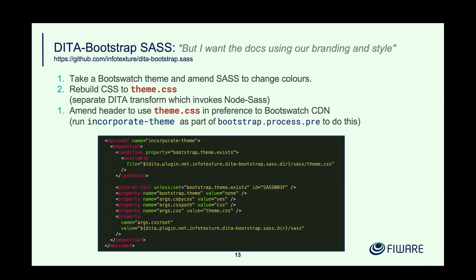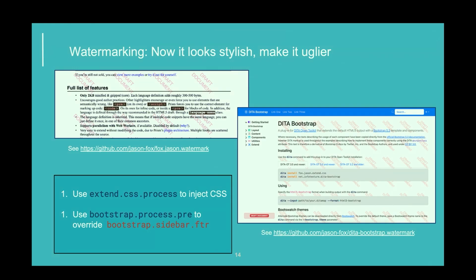I want my primary colour to be blue. And then it will generate a CSS file. Then you can just host it like you'd normally do with the CSS. So that makes life a lot easier. Okay, so now that we've got something which is nice, let's make it ugly.